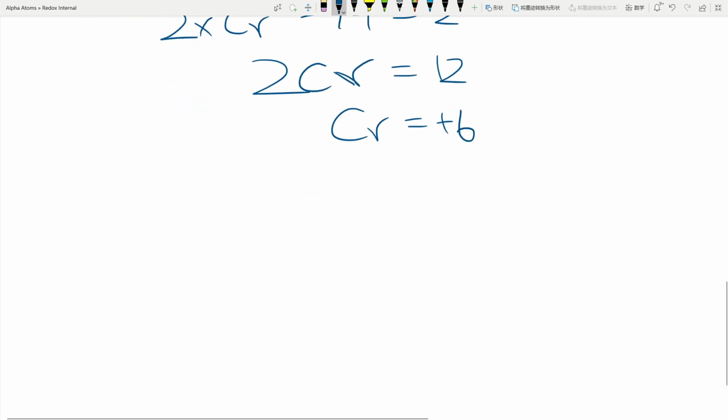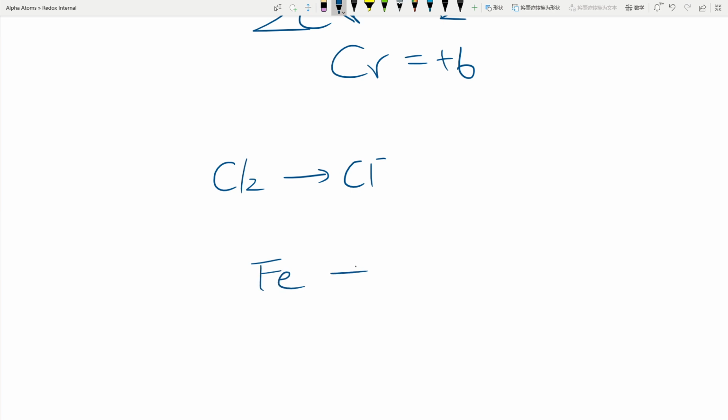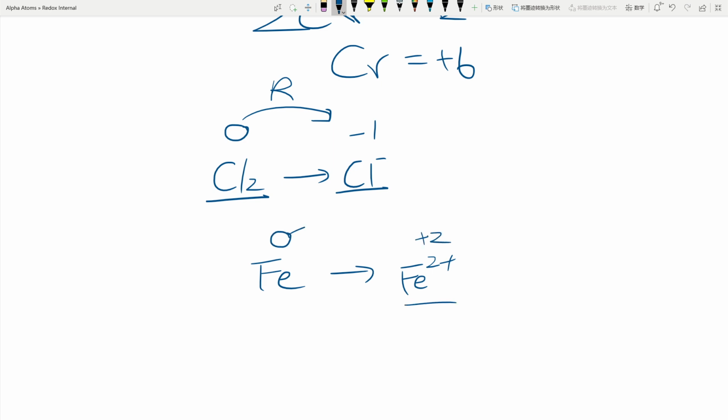Okay, now just really quickly, some really easy ones. If you have something like Cl2 to Cl-, or Fe to Fe2+, and you get these in internal, then you're quite lucky because they are really easy. Cl2 is an element, so it is 0. Cl- is a monoatomic ion, so you're going from 0 to -1. That's a reduction reaction. Fe is 0 because it's an element, Fe2+ is +2, so you're going from 0 to +2. That's why it's an oxidation.